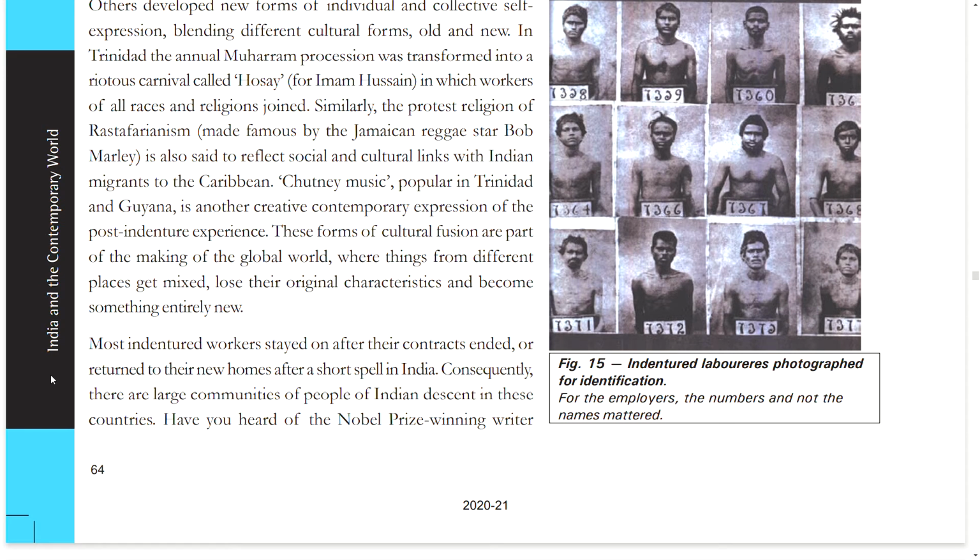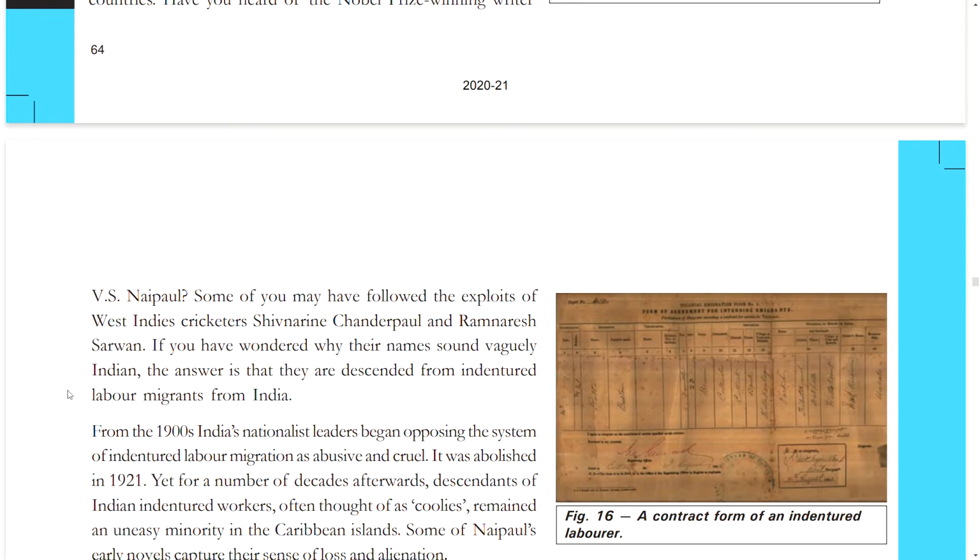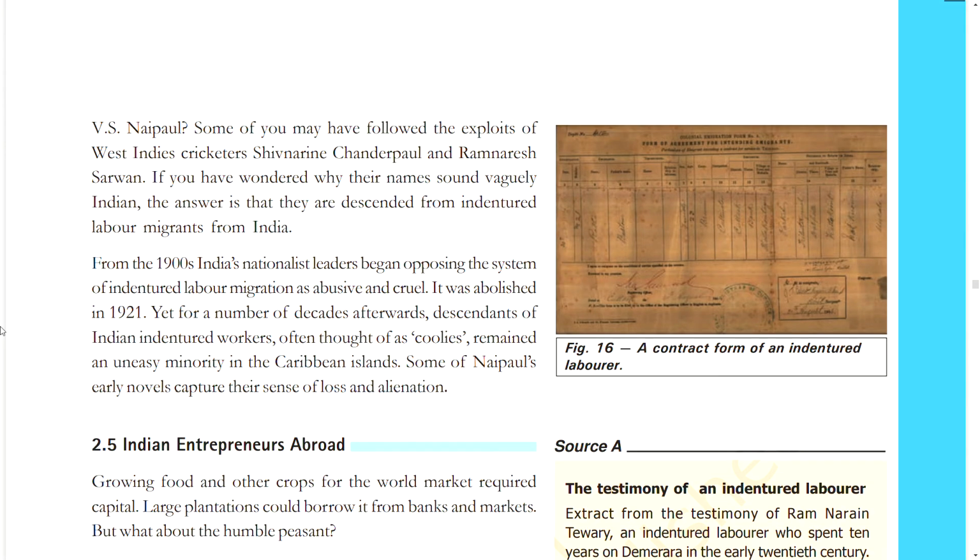Most indentured workers stayed on after their contracts ended or returned to their new homes after a short spell in India. Consequently, there are large communities of people of Indian descent in these countries. Have you heard of the Nobel Prize winning writer V.S. Naipaul? Some of you may have followed the exploits of West Indies cricketers Shivnarine Chanderpaul and Ramnaresh Sarwan. If you have wondered why their names sound vaguely Indian, the answer is that they are descended from indentured laborers, migrants from India.